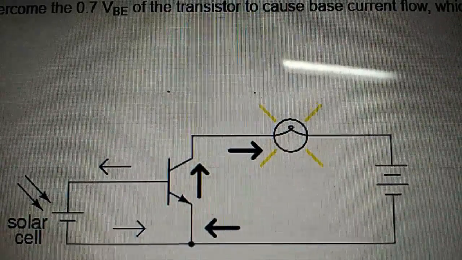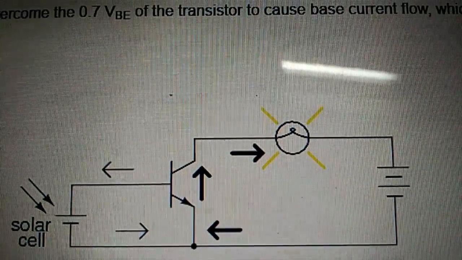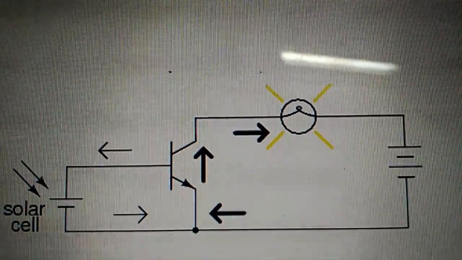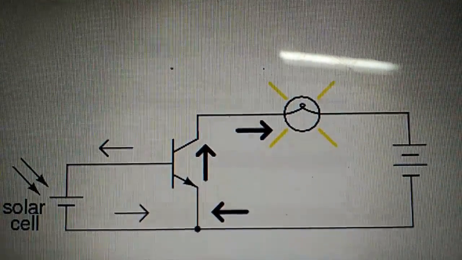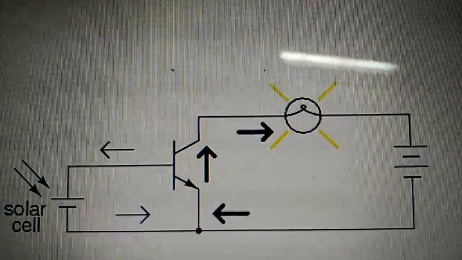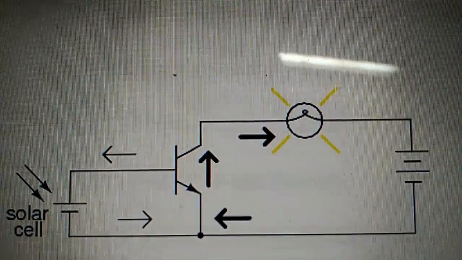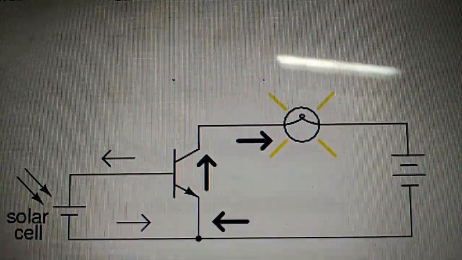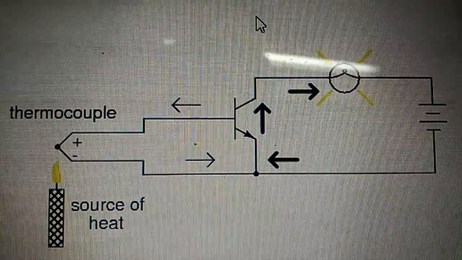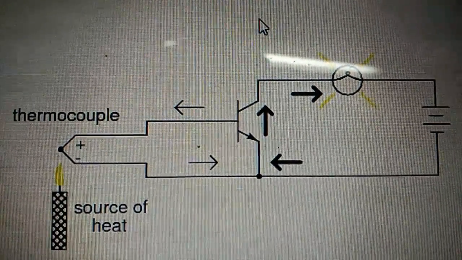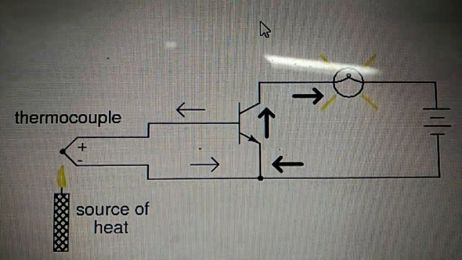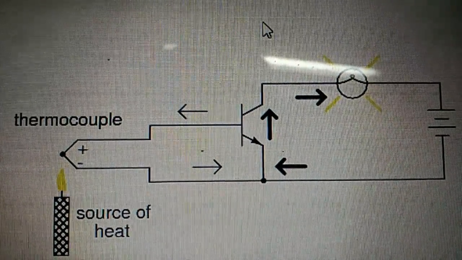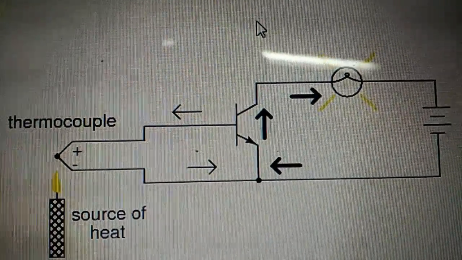where a pair of solar cells provides 1 volt to overcome the 0.7 volt, that is the voltage between base and emitter of the transistor, to cause base current flow, which in turn controls the lamp. Or we could use a thermocouple to provide the necessary base current to turn the transistor on in the figure below. Even a microphone with enough voltage and current output could turn the transistor on, provided its output is rectified from AC to DC, so that the emitter base PN junction within the transistor is always forward biased.